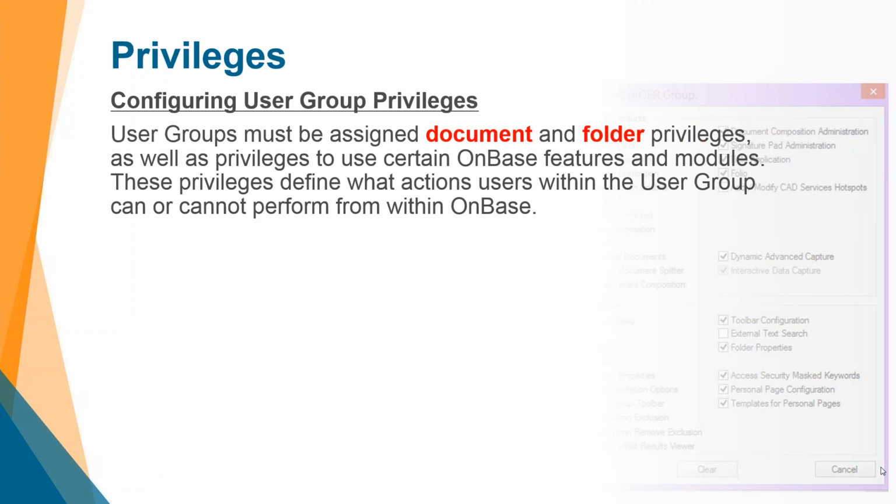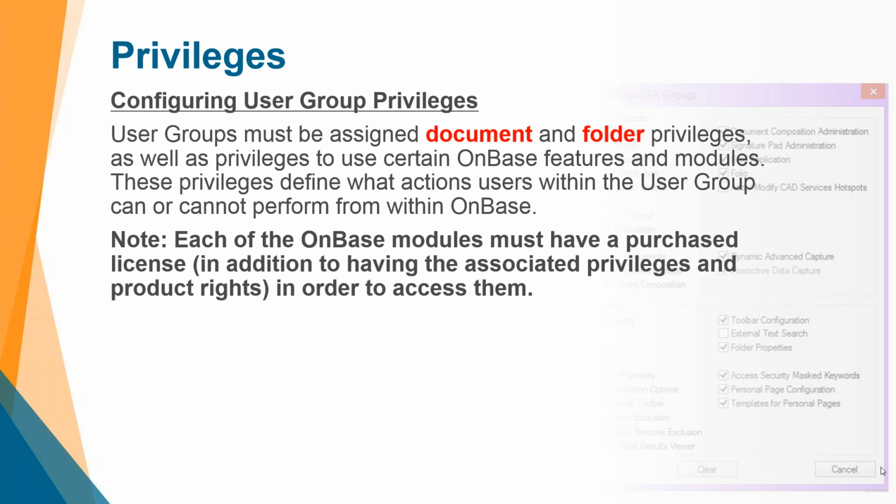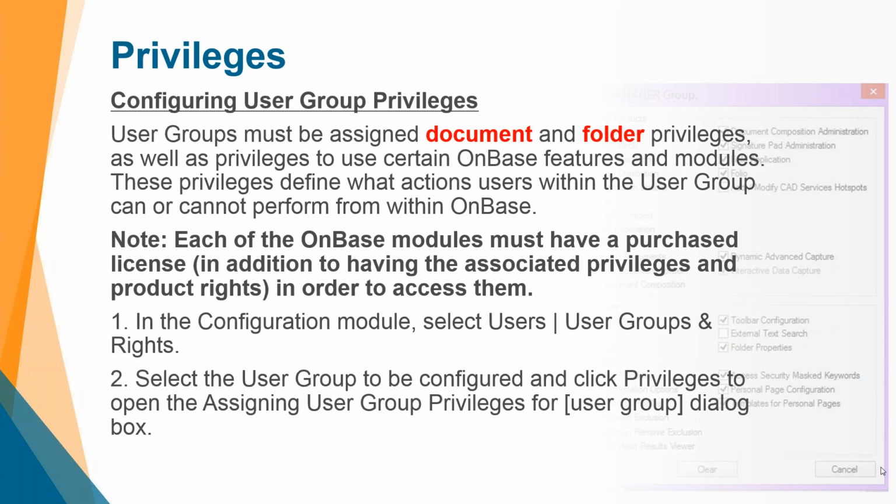Looking at this, configuring user group privileges: user groups must be assigned document and folder privileges, as well as privileges to use certain OnBase features and modules. These privileges define what actions users within the user group can and cannot perform within OnBase. Each of the OnBase modules must have a purchased license, in addition to having the associated privileges and product rights in order to access them. So that's something to keep in mind.